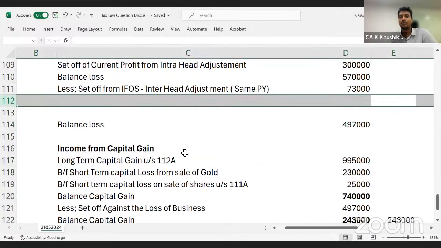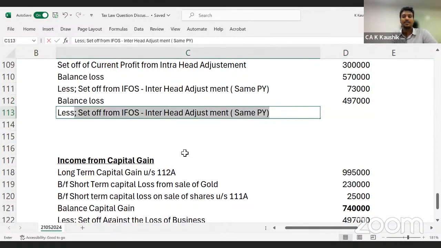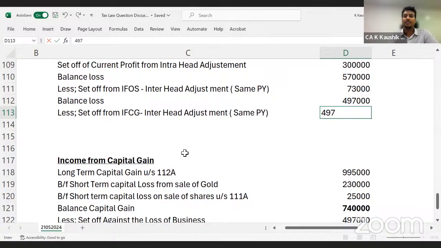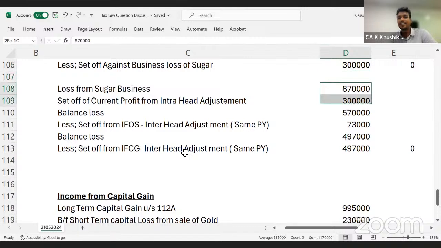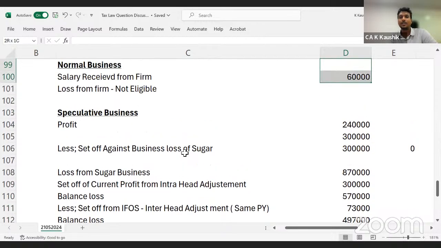So here this 4,97,000 that we had is less set off from income from CG, income from capital gain, 4,97,000. So there is no loss to be carried forward, 0. So this loss of 8,70,000 is completely adjusted in the current year itself. So nothing to carry forward. Okay. And this income is already adjusted.